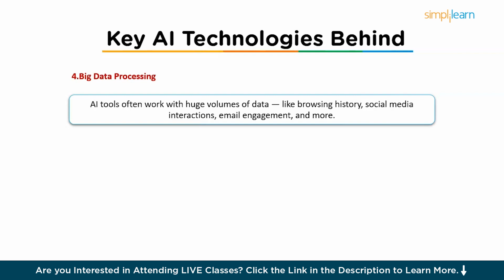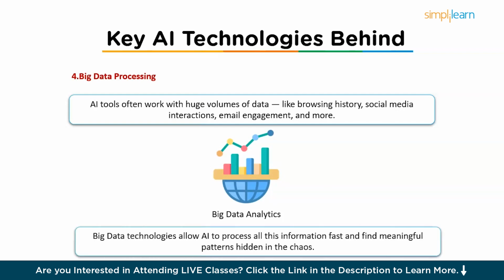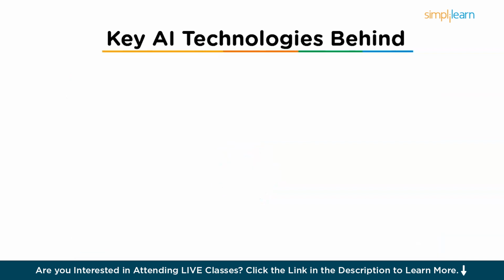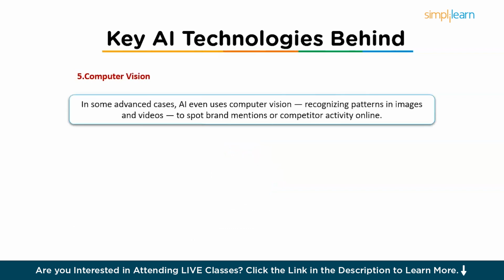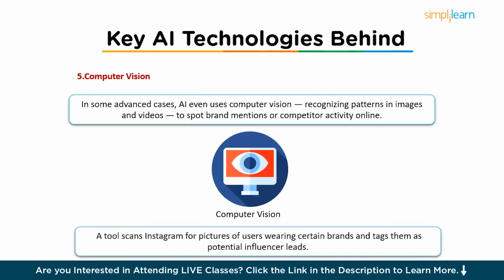For example, browsing history, social media interactions, email engagement, and more. Big data technologies allow AI to process all this information fast and find the meaningful patterns hidden in the chaos. And then we have computer vision that is emerging. In some advanced cases, AI even uses computer vision, recognizing patterns in images and videos to spot brand mentions or competitor activity online. For example, a tool that scans Instagram for pictures of users wearing certain brands and tags them as potential influencer leads.